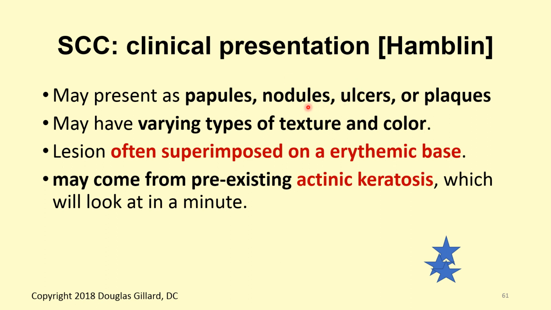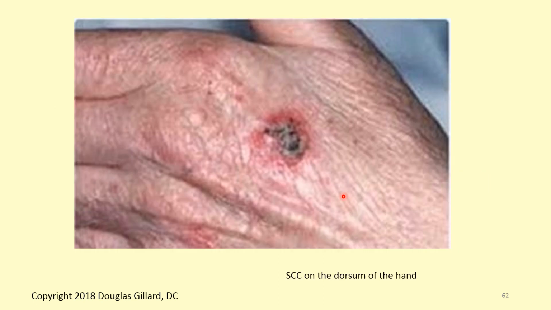Clinical presentation, it can be quite variable, but in general, it can be papules, nodules, ulcers, or plaques, varying types of texture and color. The lesions are often superimposed on redness, so an erythemic base or an erythemic background of skin, and it could come from actinic keratotic lesions. But you can touch them if they're painful. That's a bad sign. We'll look at what they look like. But yellow flakes is the buzzword for actinic keratosis.